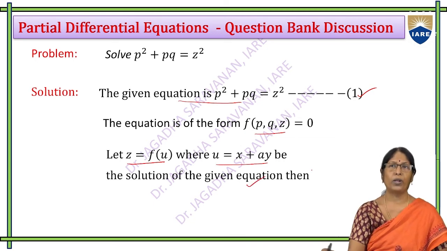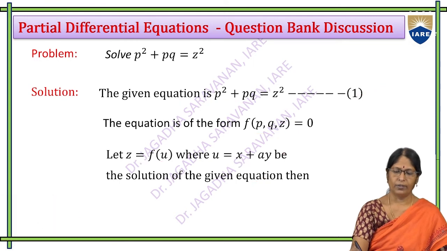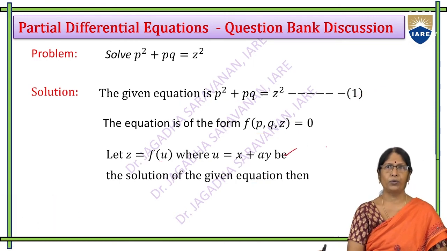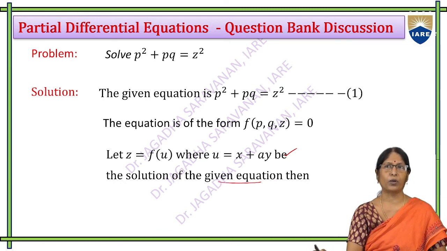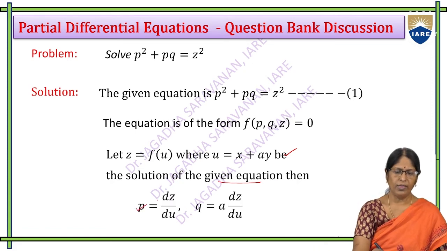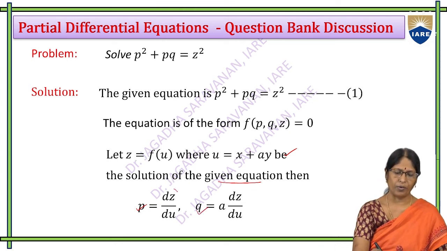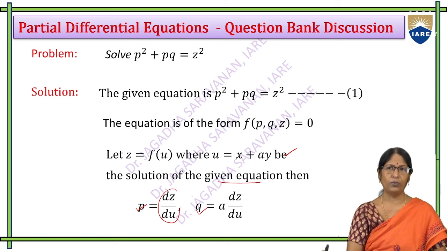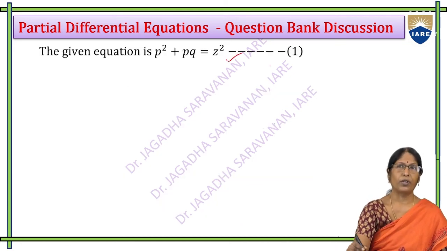The solution of the given equation is formula related. This is the step of standard form 2. The given equation is related to the question which we have to solve. In the given equation, wherever P is there, that is to be replaced by dz by du, and Q is replaced by A into dz by du. So this is our given question.